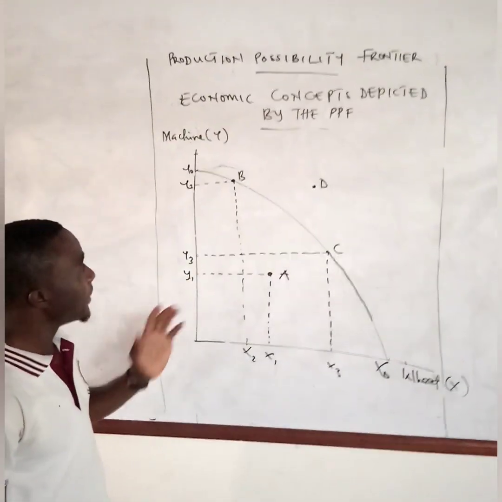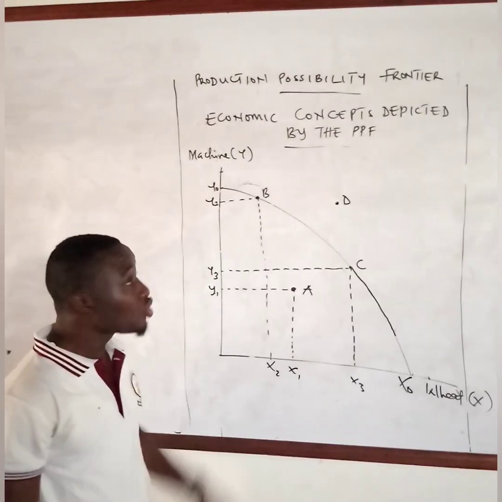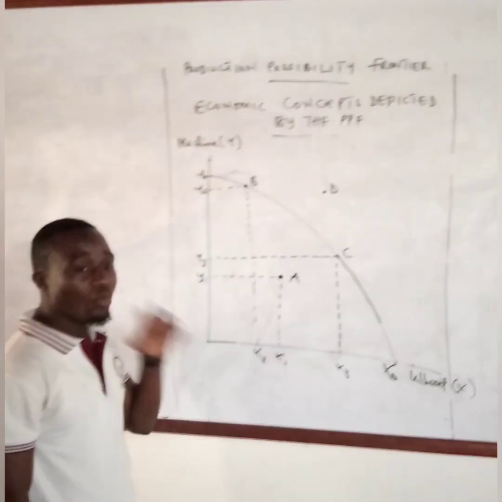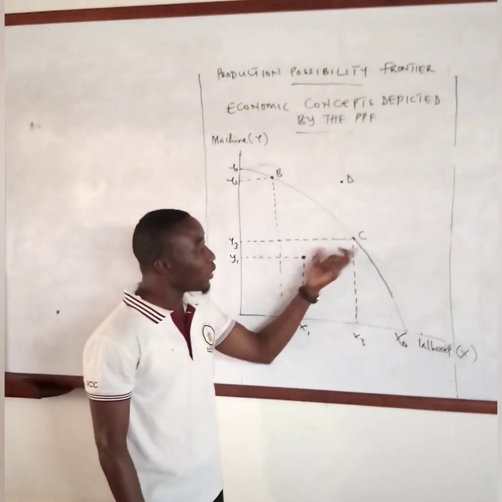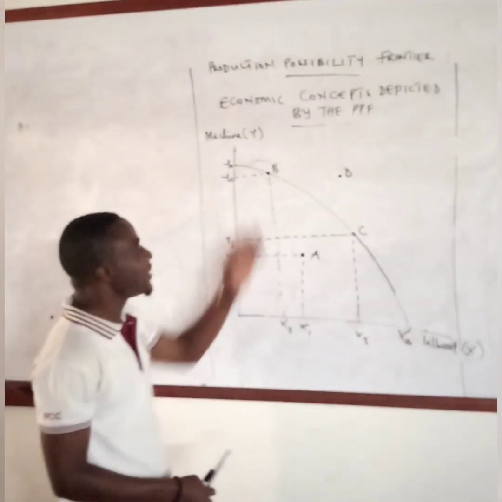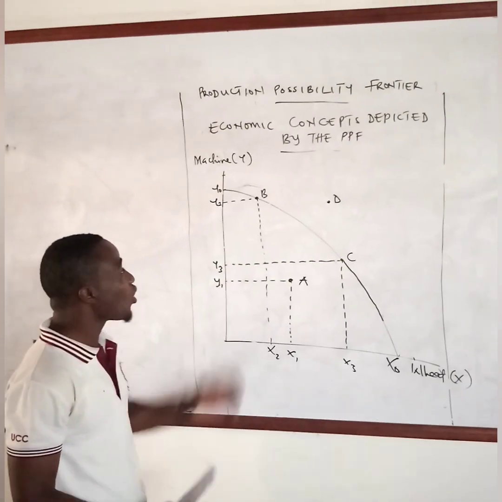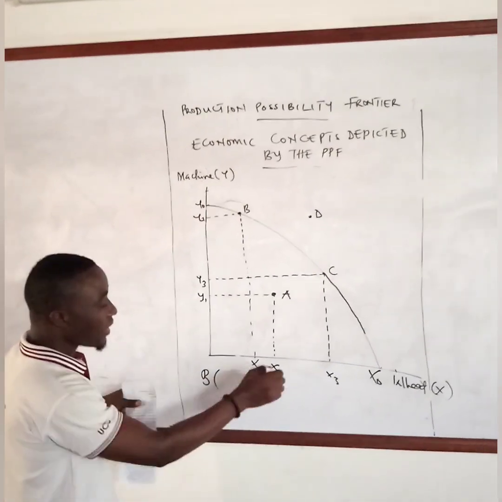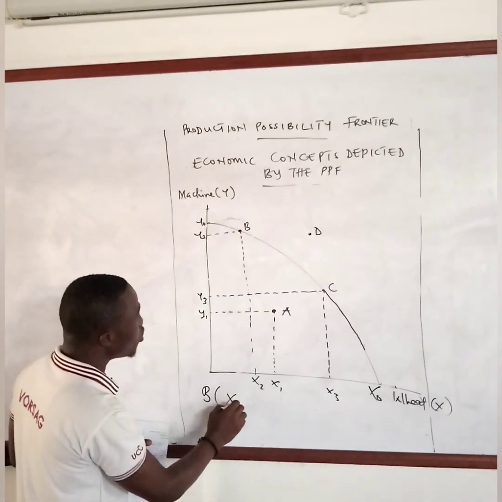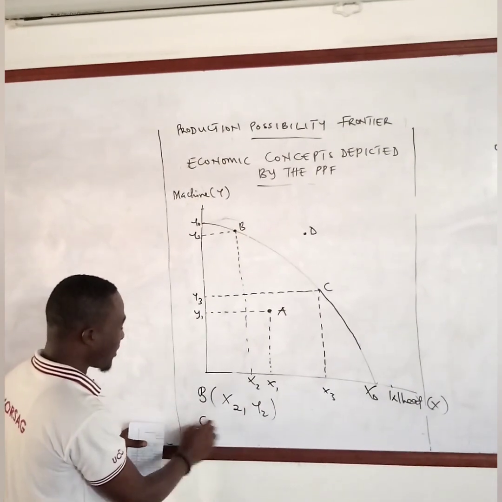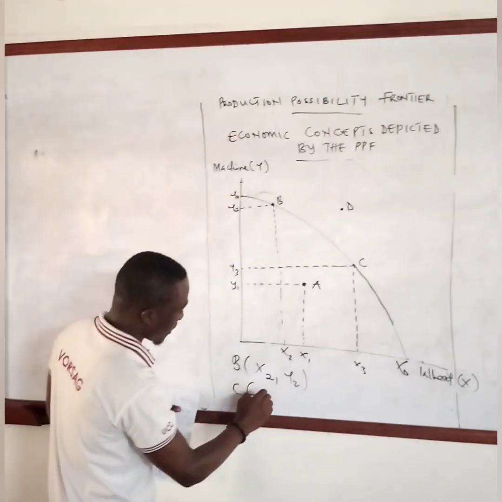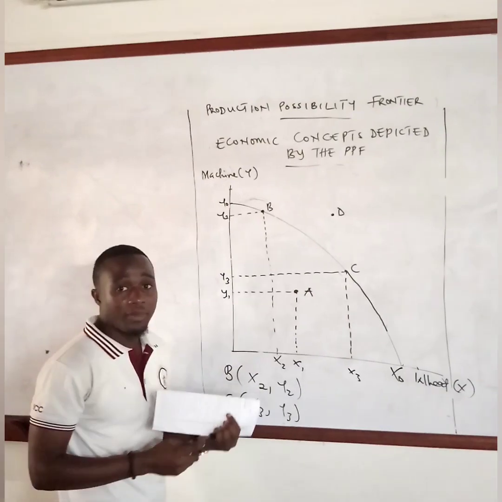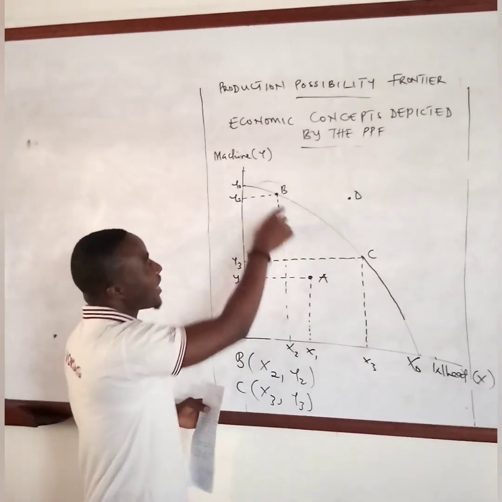Now let's come to point B. Point B is on the PPF, showing that it is an efficient point and is also attainable because we can produce it with our limited resources. Point C also shows the same, but points B and C are somewhat different because they are different combinations of good X and Y. Point B is a combination of X2 and Y2, and point C is a combination of X3 and Y3. So a country can decide to produce this or this.